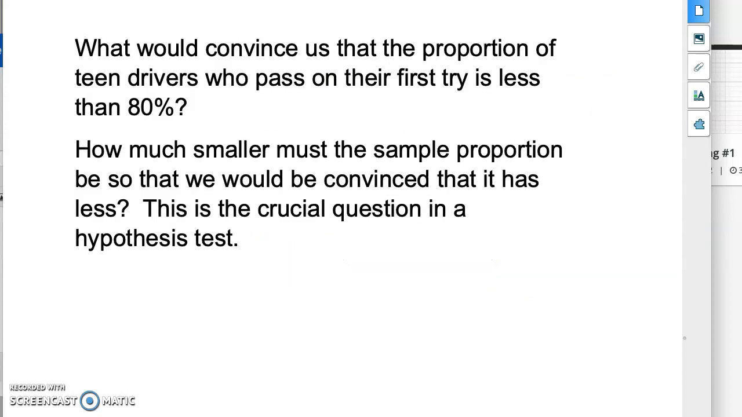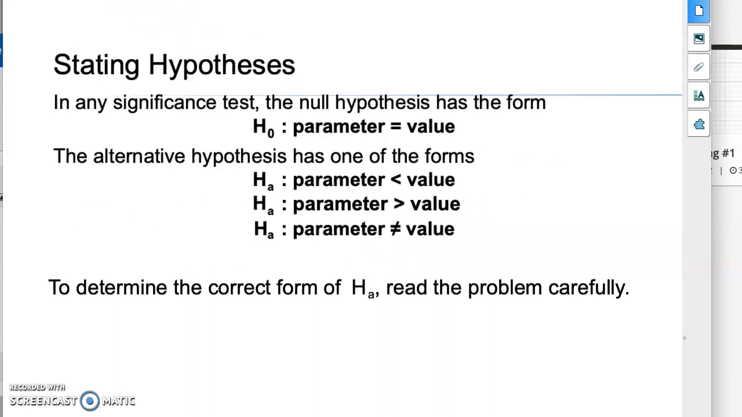All right, what would convince us that the proportion of drivers who pass on their first try is less than 80%? How much smaller must the sample proportion be so that we would be convinced? This is the crucial question in a hypothesis test. And in general, this is how we write our hypotheses. Null hypothesis always equal. Alternatives can have one of these three forms: less than, greater than, not equal to.